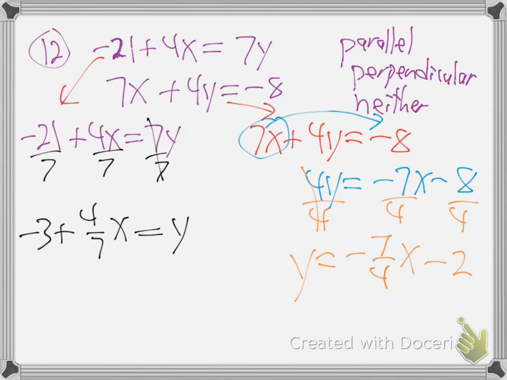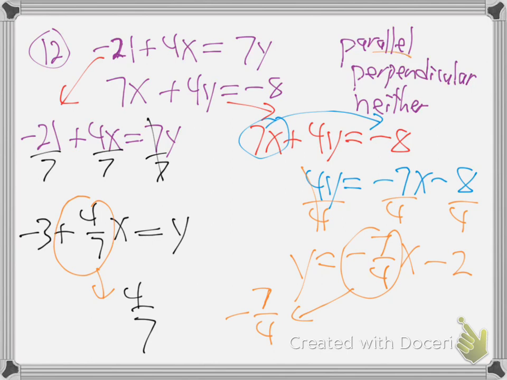All right, so what's the slope of this one? 4/7. What's the slope of the other one? Minus 7/4. What's the story on that? Perpendicular, because they're upside down and one's positive, one's negative.